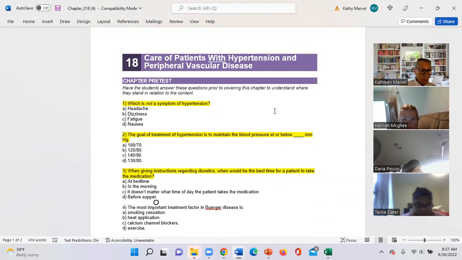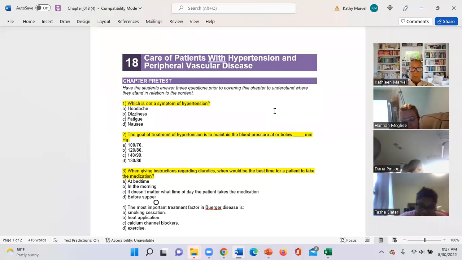So what's the answer to number 1? C. Nope, C is not the right answer. C is actually a symptom of hypertension. B as in boy or D as in dog? D as in dog. D. Correct. Yep, D is the correct answer.